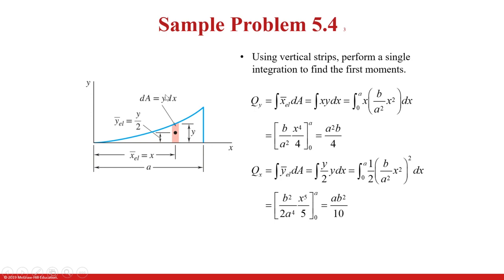dA, we already showed, is y dx. Substituting that in, remembering that we need to express y as a function of x in order to do the integration, and we're integrating from 0 to a. Y as a function of x is b over a squared times x squared. Do your arithmetic here. Take the b over a squared out of the integral. Combine x times x squared to get x cubed. The antiderivative of x cubed is x to the 4th divided by 4. Be careful with your evaluation and make sure you can get a squared times b divided by 4.